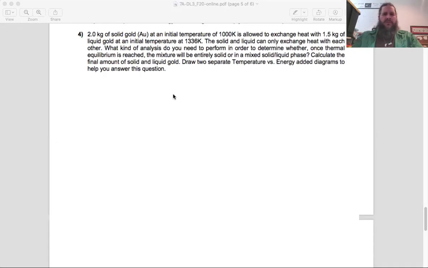So here it looks like we've got two objects: 2 kilograms of solid gold, and we know the starting temperature, and also 1.5 kilograms of liquid gold. So let me mark those off to start with. We have a block of solid gold, 2 kilograms of solid gold, at an initial temperature of 1000 Kelvin.